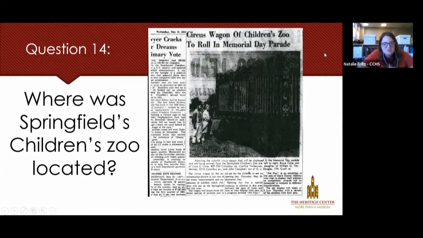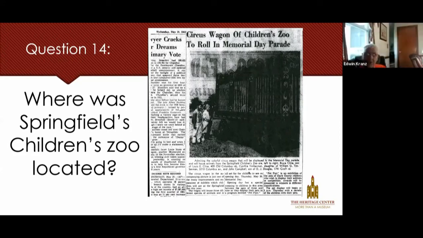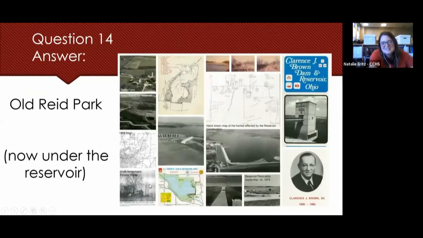So this is a question about the Springfield Children's Zoo, where it was located. Right, where the dam for Clarence J. Brown Dam is now, in the park area. That area is now underwater. So it was old Reed Park. There was a golf course there, there were some baseball diamonds, and there were parts of farms.